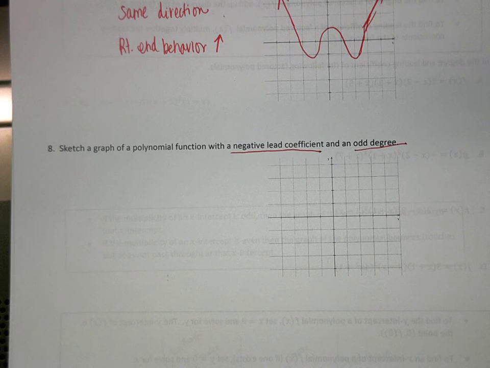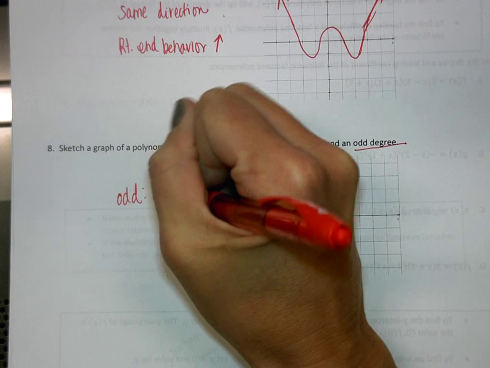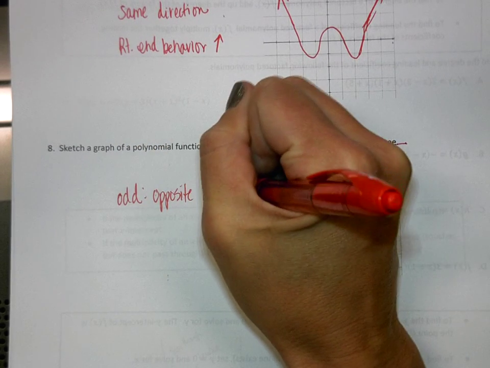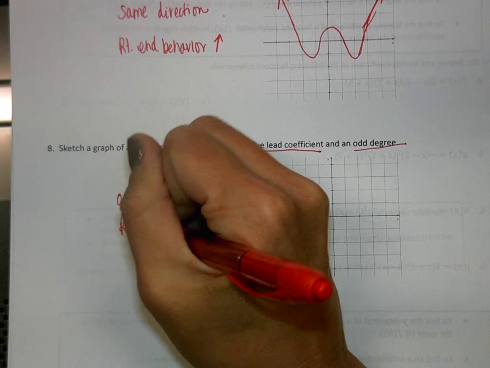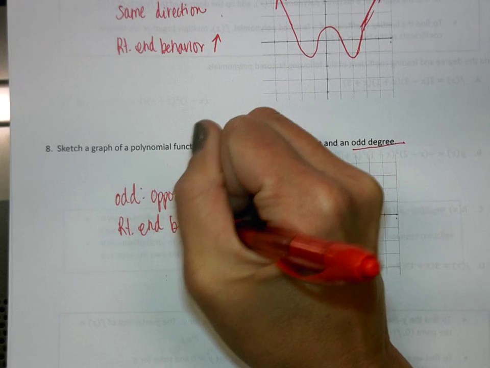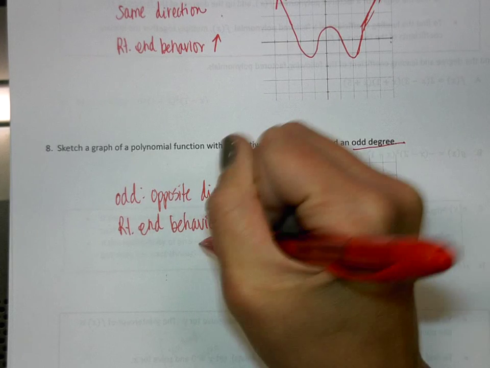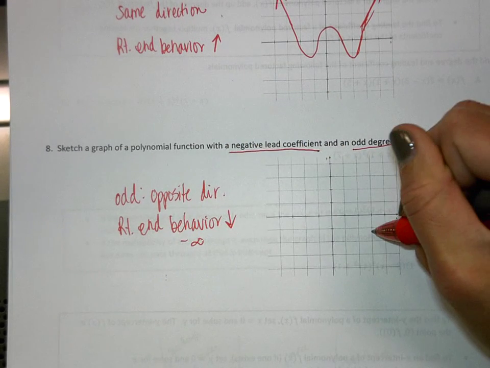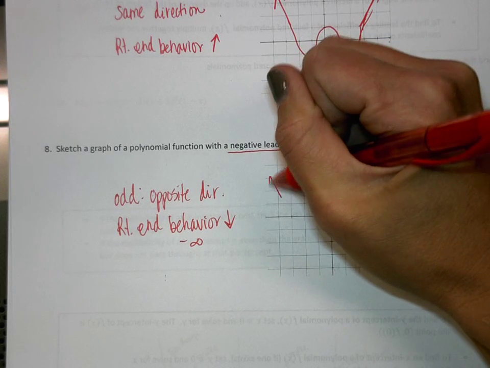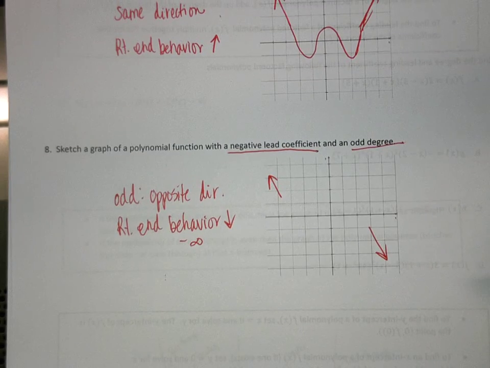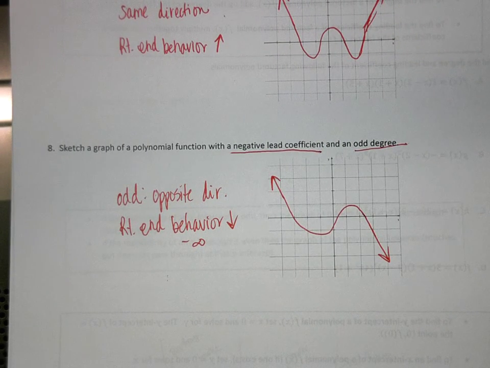Okay, so since it's an odd degree, they're going to go in opposite directions. Okay? And then a negative coefficient means that the right end behavior is going which way? Very good. Down or negative infinity. So that means over here will go down, and over here it will go up. And again, it doesn't matter how you connect them. You could have made it a line, okay? And I'm just going to connect it like that. Okay, but it doesn't matter as long as they are connected.